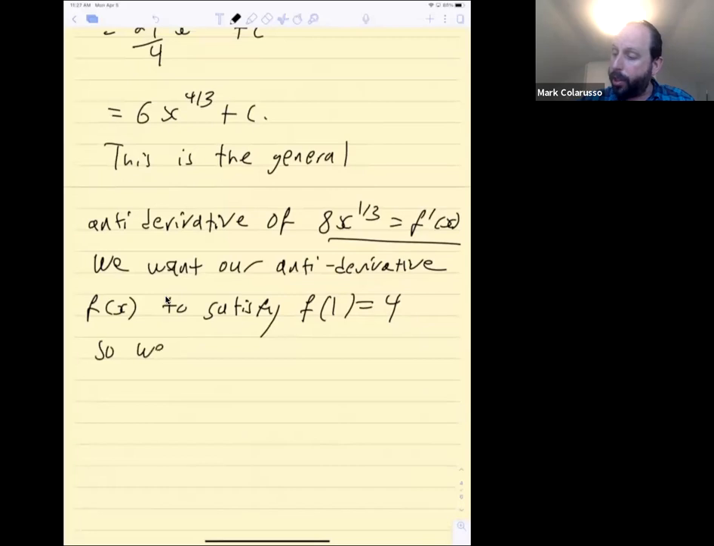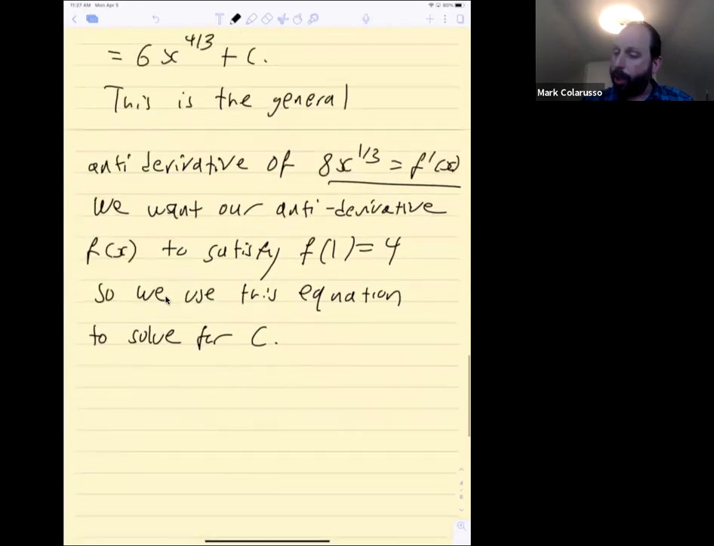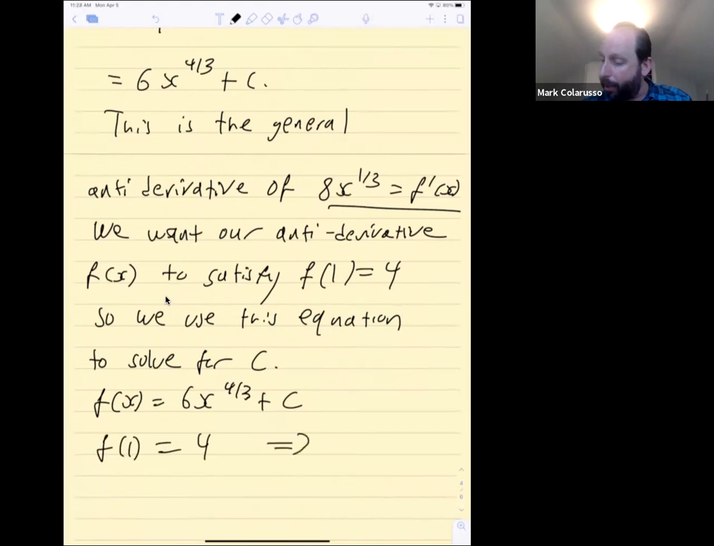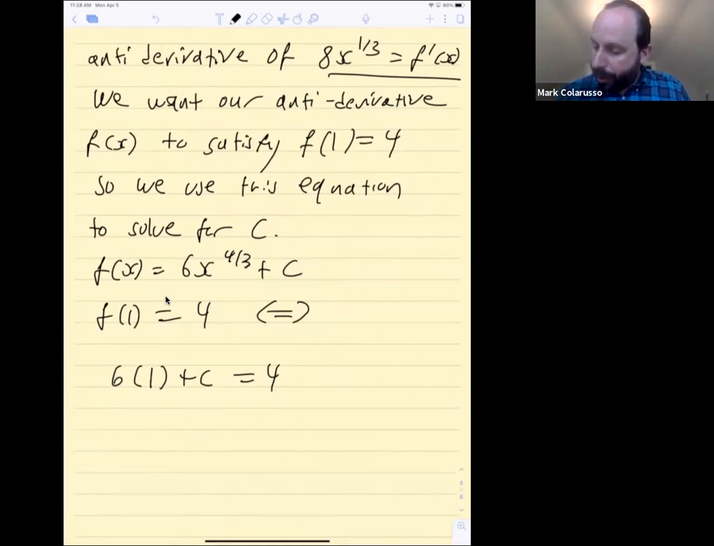So we use this equation to solve for c. So f at x is equal to the general antiderivative, which is 6x to the 4/3 plus c. And now you say f of 1 equals 4. So that's the same thing as saying 6 times 1 plus c has to equal 4, right? And then we can just rearrange this. So we get c equals 4 minus 6, or equals -2.